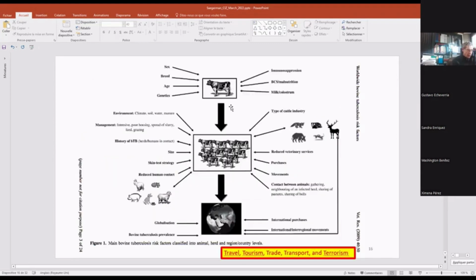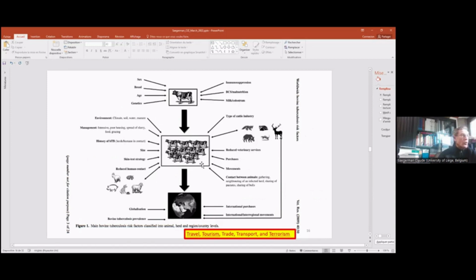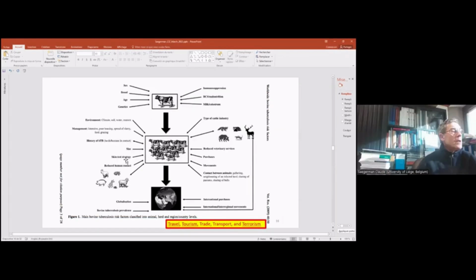I think it's very important because you have a new unit, because frequently you target risk factor only for animal level or herd level. And you find there, you have animal level, like for example, the sex, the breed, age, the genetics, the immunosuppression status, the malnutrition status, the milk and colostrum intake. But you have also different risk factor in terms of herd level, like for example, environment, management option, history, size of the herd, skin test strategy, reduced human contact, type of cattle industry, reduced veterinary service, purchase, movement, contact between animals, etc. But do not forget the fact that you have not only two levels.